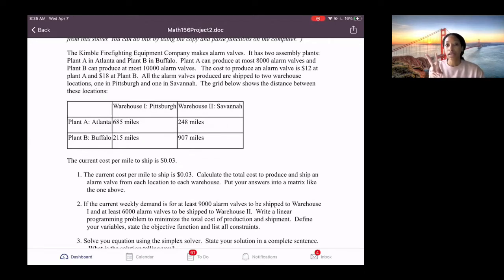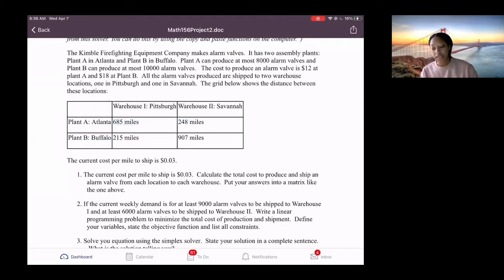So there are 2 plants and 2 warehouses. So there are 4 unknowns that we have here. The cost from Atlanta to Pittsburgh, then Atlanta to Savannah, and then Buffalo to Pittsburgh and Buffalo to Savannah. So you should have 4 unknowns, okay? And when calculating that cost, you should include the mileage that's given here.